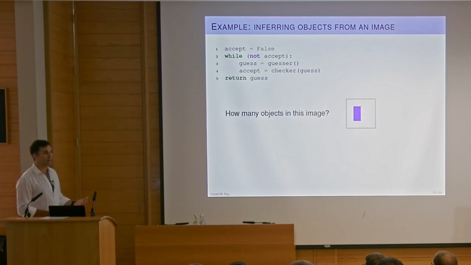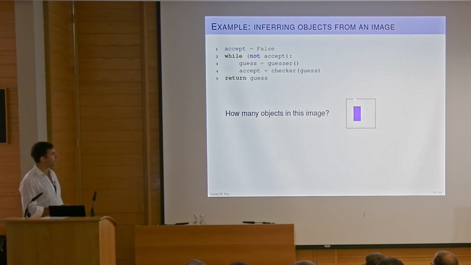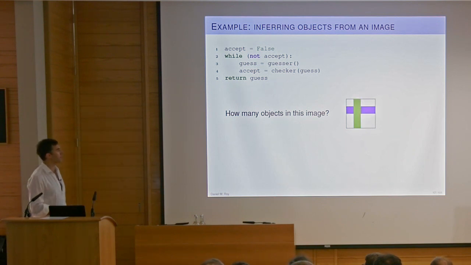All right, and now I'm going to ask you this question. How many objects are in this image? Now I have to tell you a little bit more about how I generate images. This screen here is 1, 2, 3, 4 pixels wide and 4 pixels tall. There's only, I think, 8 colors, maybe. And so I can show you a few images drawn from the prior on images. So here's one. Here's another one.